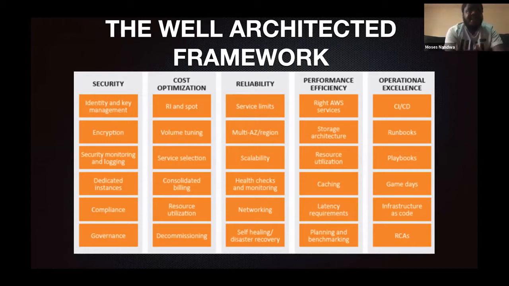The next pillar is cost optimization. Under cost optimization, there are reserved instances and spot instances. Try and use them by all means. Volume tuning: what kind of volumes are you using for your storage? The service selection: what service do you choose? What preference do you have? Do you prefer using EC2s compared to images deployed on Docker containers running on ECS, or Lambda functions or other things? What service selection do you choose?